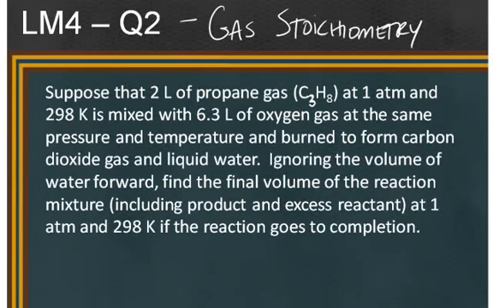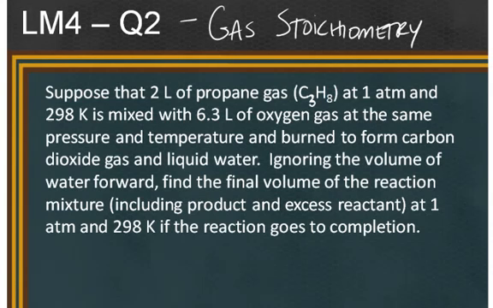This is a gas stoichiometry problem. Suppose that 2 liters of propane gas, C3H8, at 1 atmosphere and 298 Kelvin is mixed with 6.3 liters of oxygen gas at the same pressure and temperature and burned to form carbon dioxide and liquid water. Ignoring the volume of water, find the volume of the reaction mixture, including product and excess reactant, at 1 atmosphere and 298 Kelvin if the reaction goes to completion.